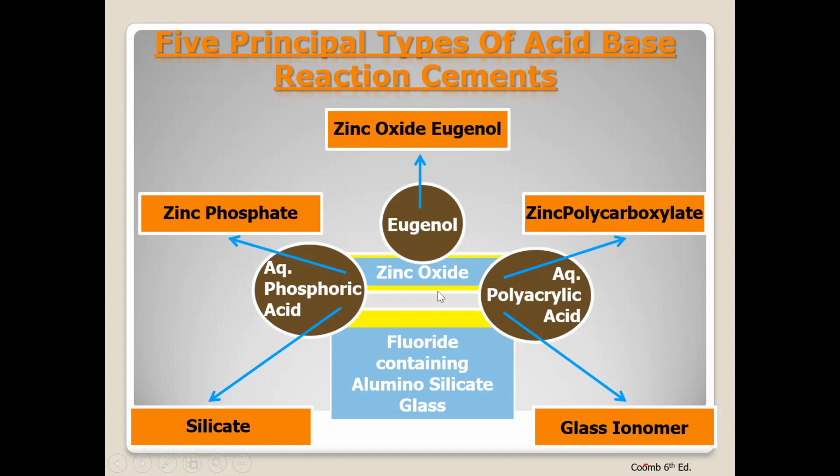Now we have changed the composition of the powder phase also. From zinc oxide, we have shifted to a glass phase, a fluoride containing aluminosilicate glass. Now when this glass reacts with polyacrylic acid, it gives us glass ionomer cement. And the same glass reacting with phosphoric acid gives us silicate cement. So this is an indication of the powder component, and these are the available liquids which react and give different types of dental cements.